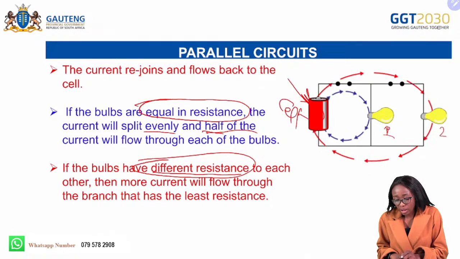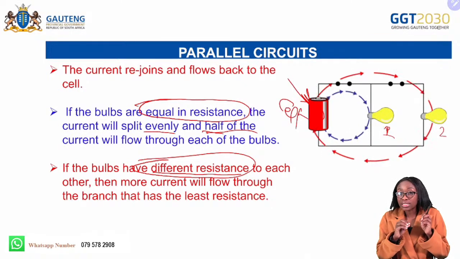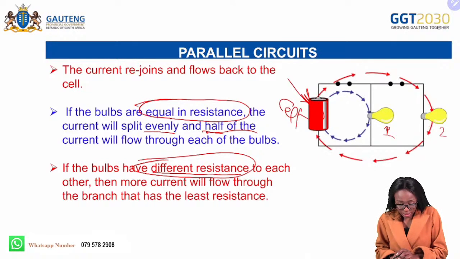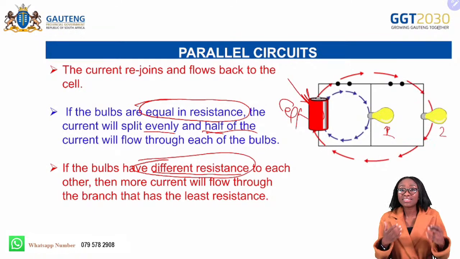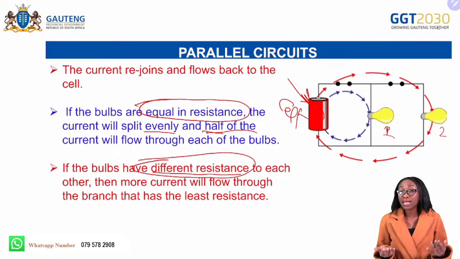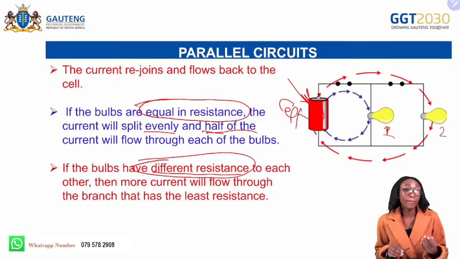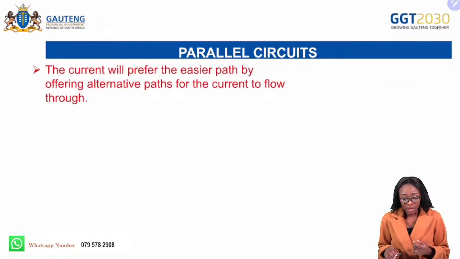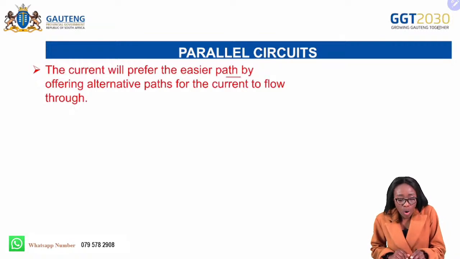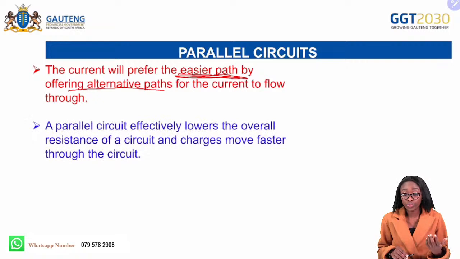So if bulb number 1 has the smaller resistance, it's going to receive more current. More current is going to flow to where there is the lesser opposition in comparison to bulb number 2. This means that the current will prefer the easier path, by offering alternative paths for the current to flow through.